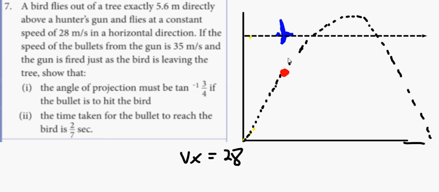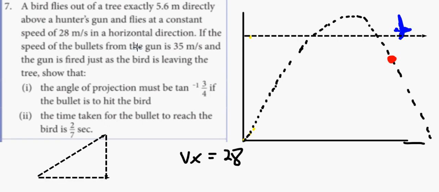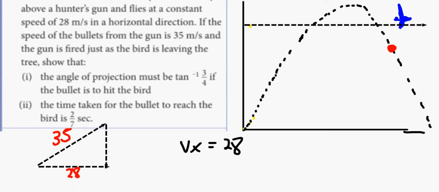Okay? If the Vx's are not identical, then the bullet won't hit the bird. The bird will be long gone, and then the bullet will just intercept the path of the bird, actually not hitting the bird. So that gives us a very precious piece of information: Vx is 28, and we know that this is 35, don't we? So using Pythagoras' theorem, what can we say then?